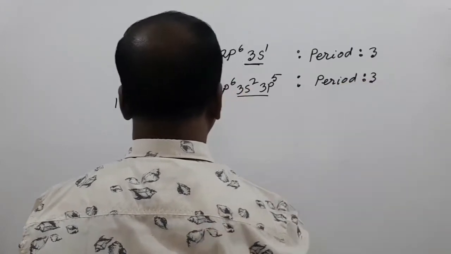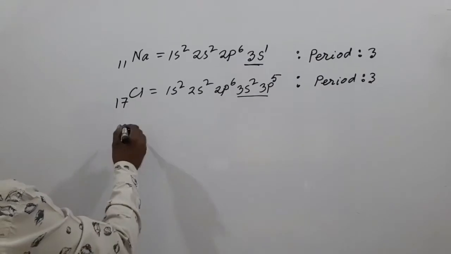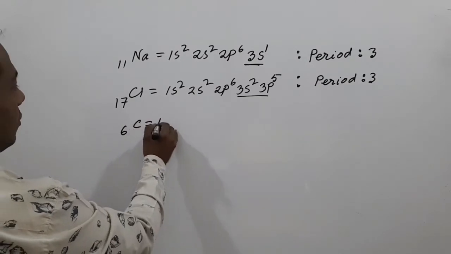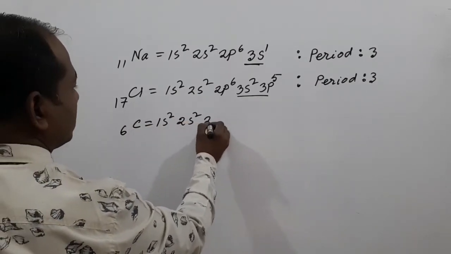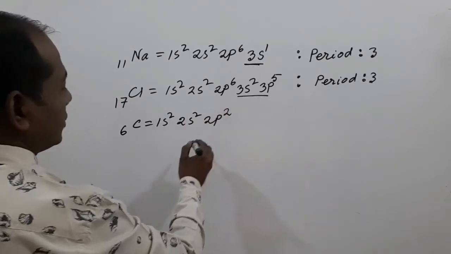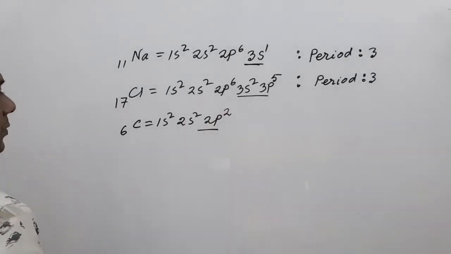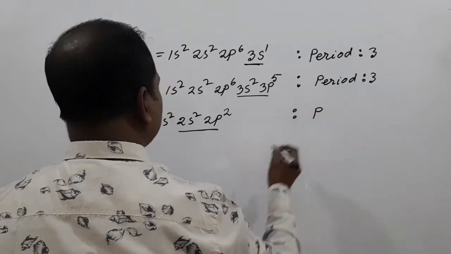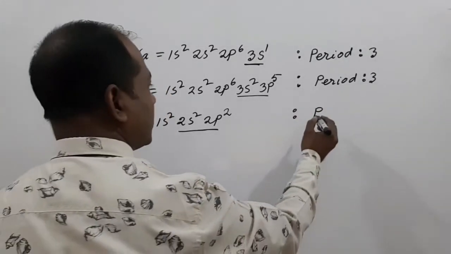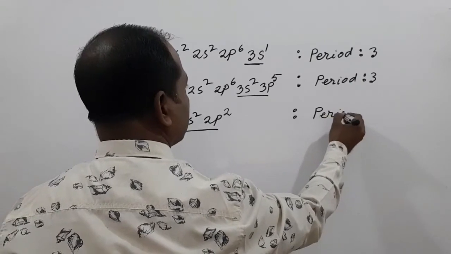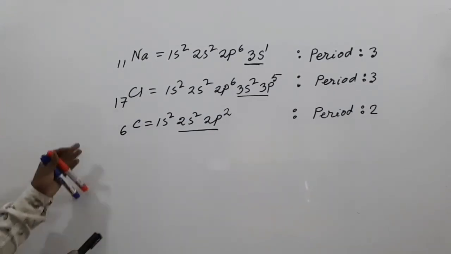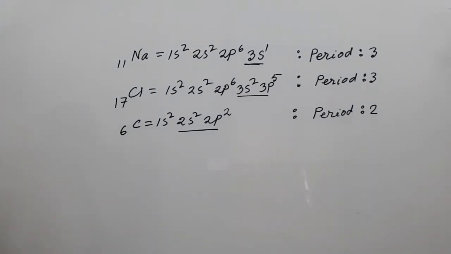Period number 3. And if we discuss carbon 6, 1s2, 2s2, 2p2. Here the maximum principal quantum number, that means the outermost shell, is the second shell, so carbon is present in the second period. This is period number 2, my dear students. So now we can learn how to calculate the period of an element in a periodic table.